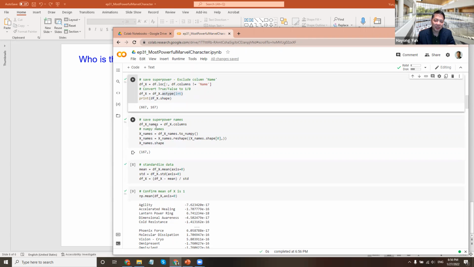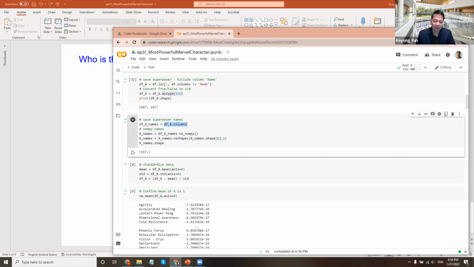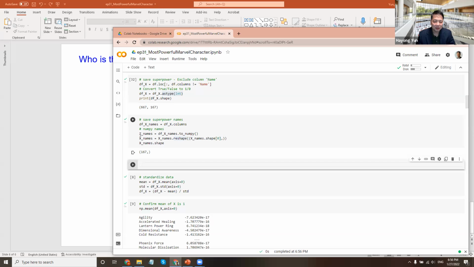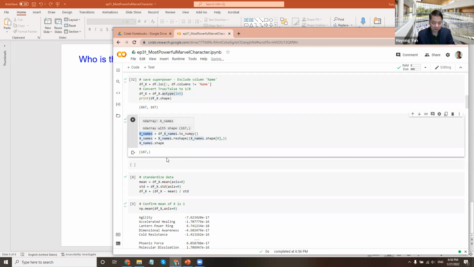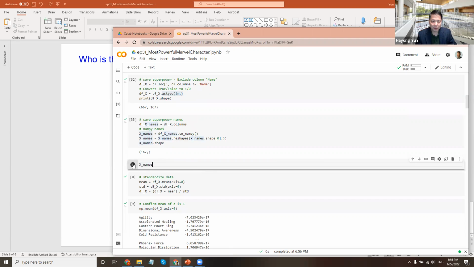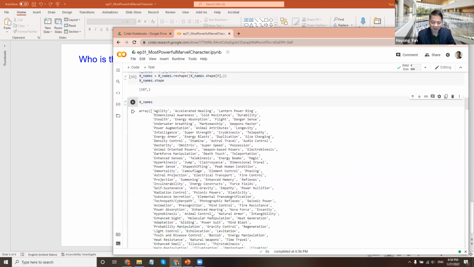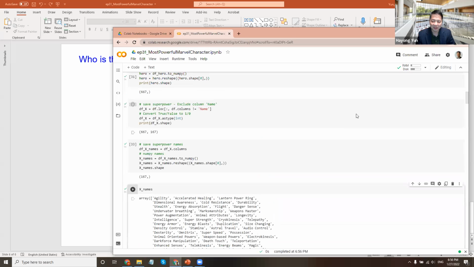Let me just get the superpower names, the column names of this DFX. So these are all 167 superpowers. I want to name them later when I get the result, to match and cross-check. So the names to NumPy and reshape to get a shape of 167 names. If you have any doubts, you can always check X names, and all the 167 names are here.